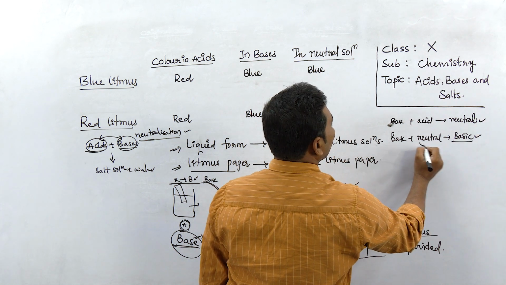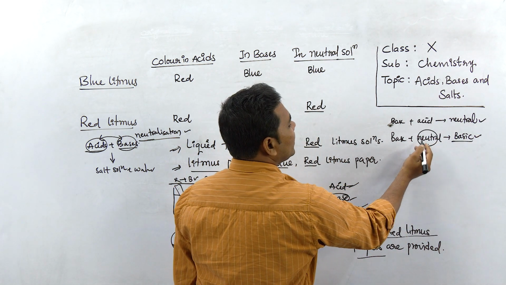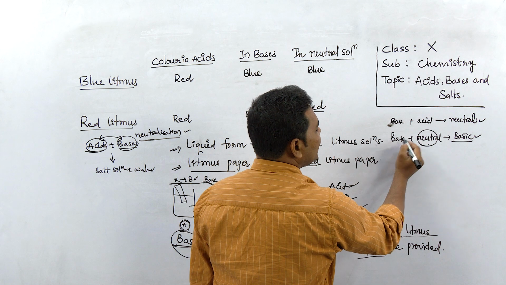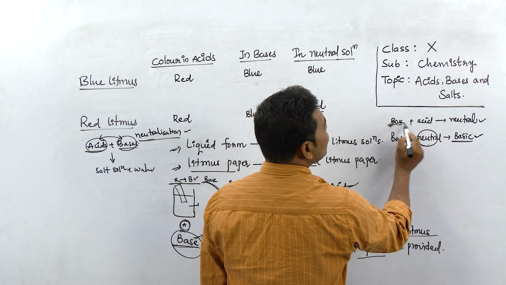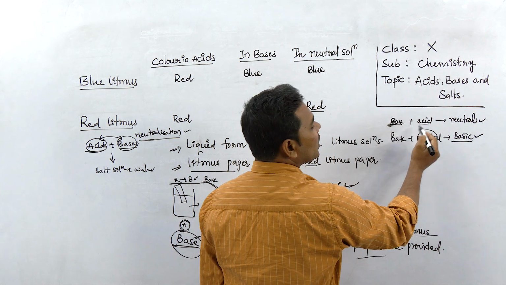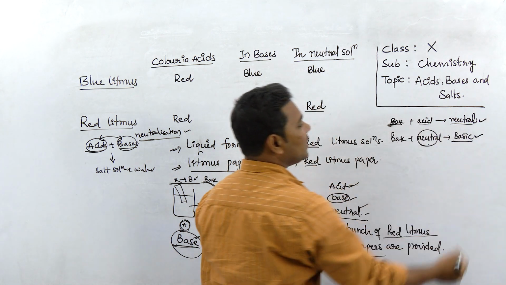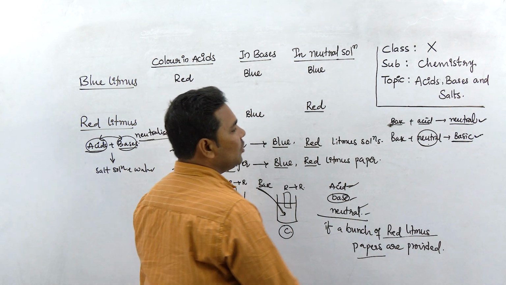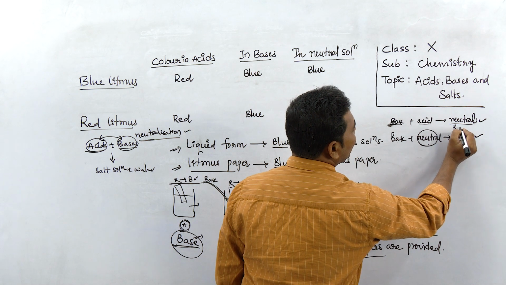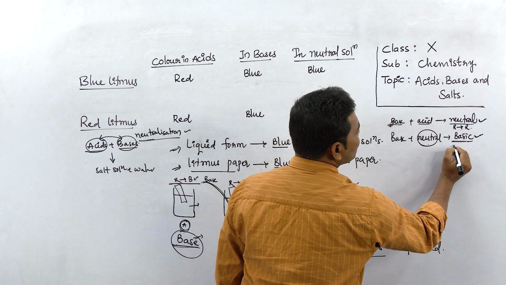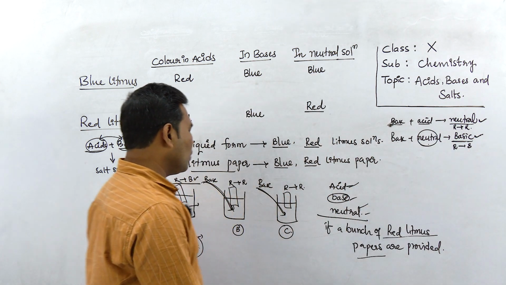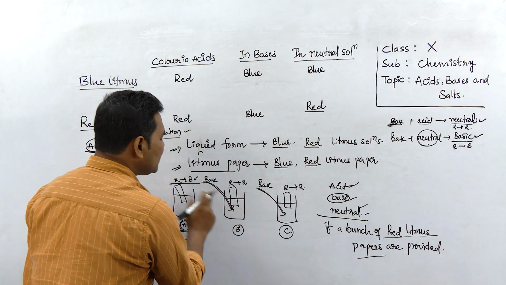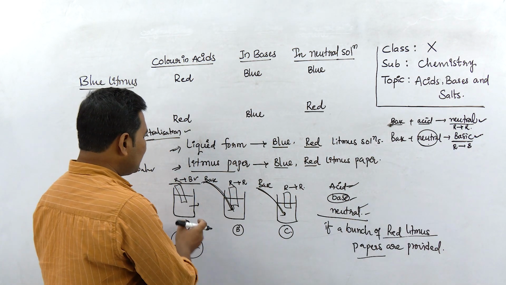Because the neutral substance is affected by the base when it is added, the resultant solution is also basic. But when base is added to acid, these two neutralize each other's properties, resulting in a neutral solution. We also know that in a neutral solution red litmus remains red, whereas red litmus turns blue in a basic solution. Okay, now what do I do with B and C?